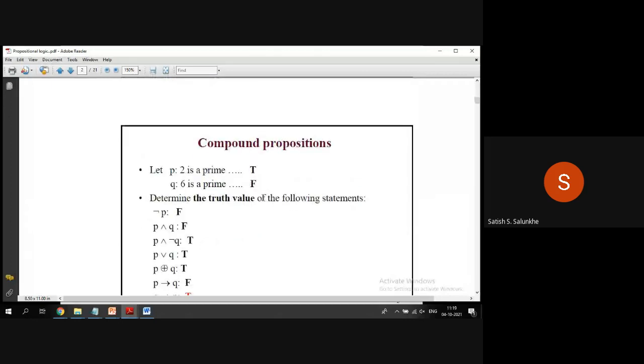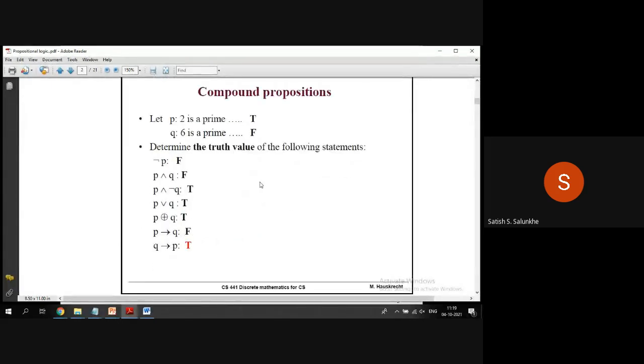So let's see quickly what is a compound proposition. There is one statement, 2 is prime. Let us denote this statement by some variable, which we call a propositional variable. Normally we denote a propositional variable by a small letter, and normally we denote a set using a capital letter. That's the difference to understand between propositional variables and set labels.